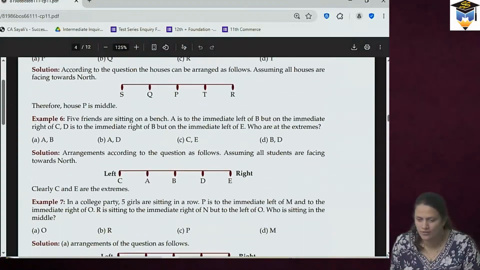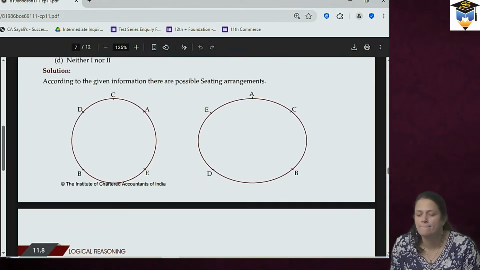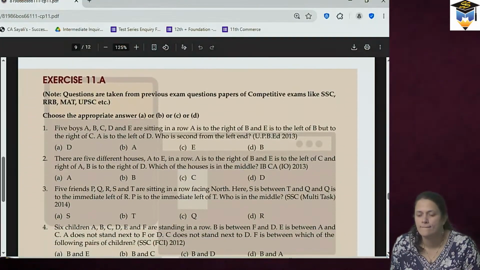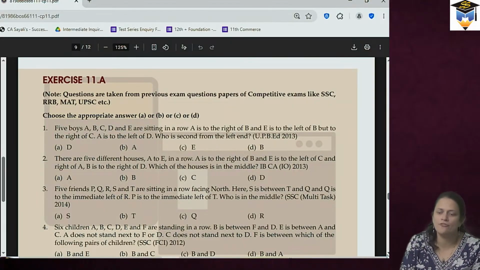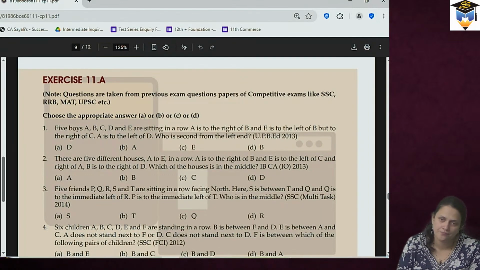So I want to take one example for this. This is the first question. 5 boys A, B, C, D and E are sitting in a row. So how many people are there? 5. They are sitting in a row. That means it's a linear arrangement. Now A is to the right of B and E is to the left of B but to the right of C. A is to the left of D, who is second from the left end.